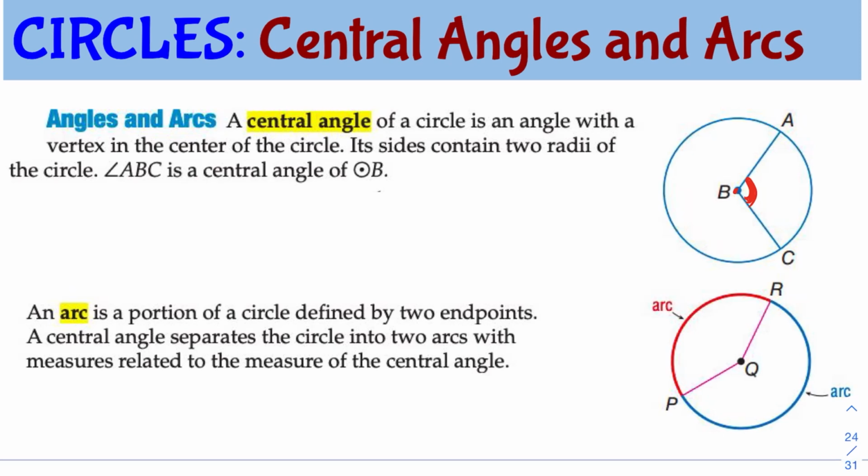On the other hand, an arc is a portion of a circle defined by two endpoints. For example, in circle Q, point P and point R are the two endpoints, and the portion of the circle from point P to R is what we call the arc.